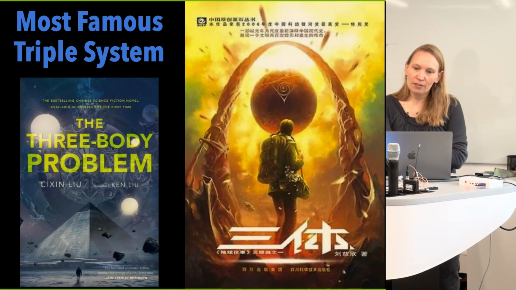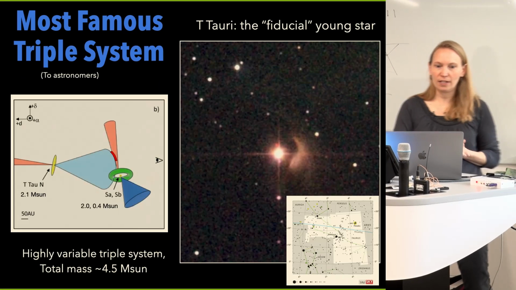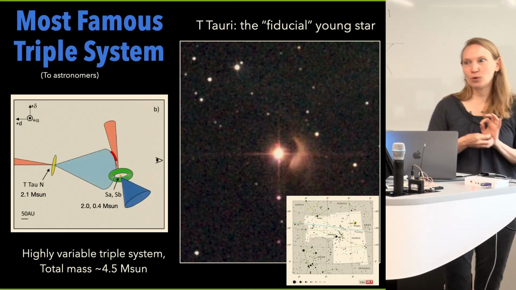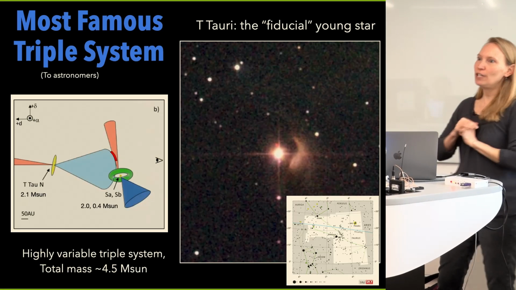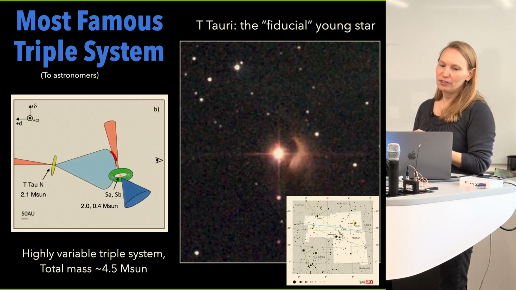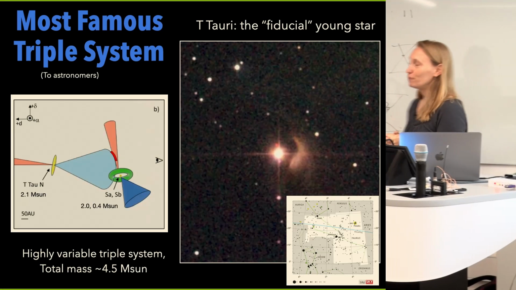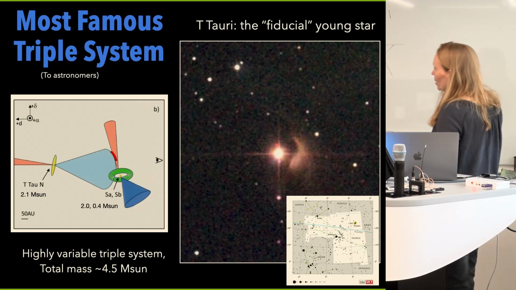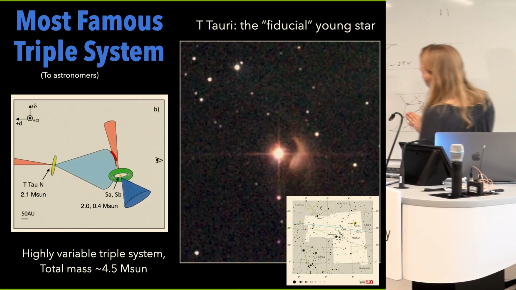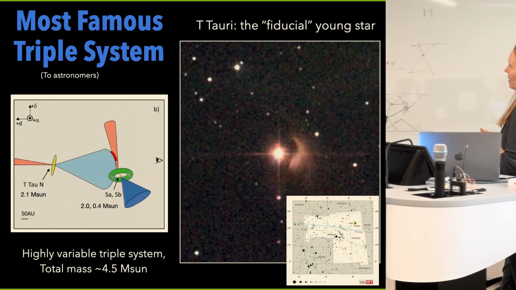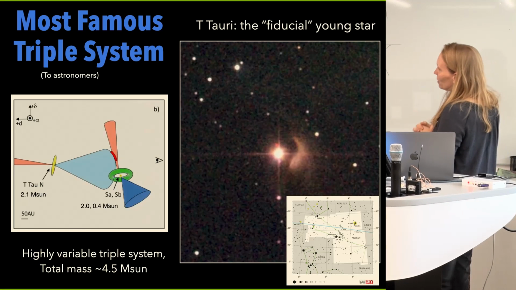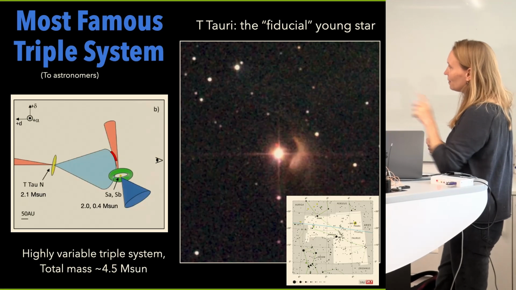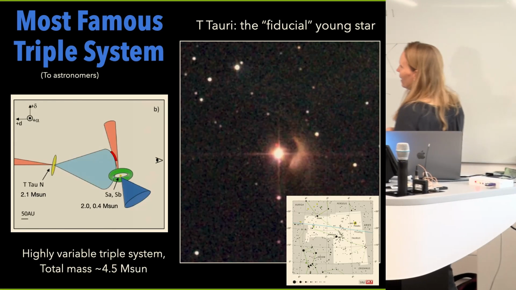All right, so there's another famous triple system, which you may not know about, T Tauri. So T Tauri is the fiducial young star. And it turns out that this is not so fiducial. T Tauri is actually highly variable. It's a young triple system. It has a total mass of about 4.5 solar masses. So two of those stars are about 2 solar masses, and there's a 0.4 companion.